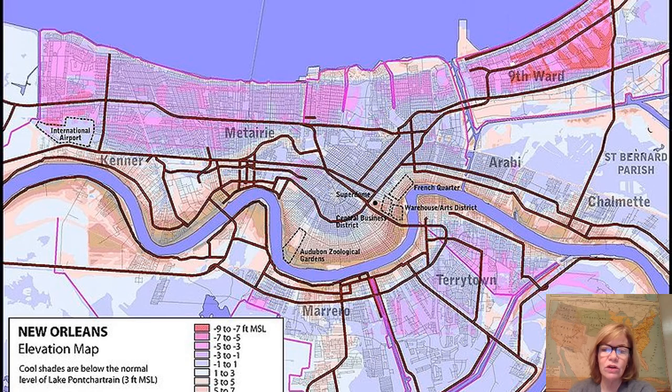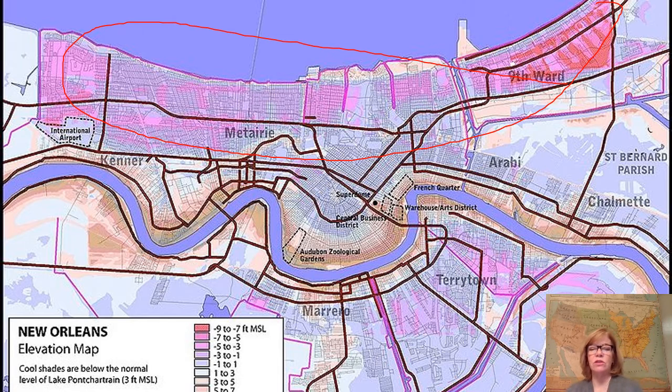If you look at this right here, you can see all the areas that were well below sea level, right? These areas were all flooded horribly, right? So the cool shades are below the normal level of Lake Pontchartrain, so below the level of the lake.